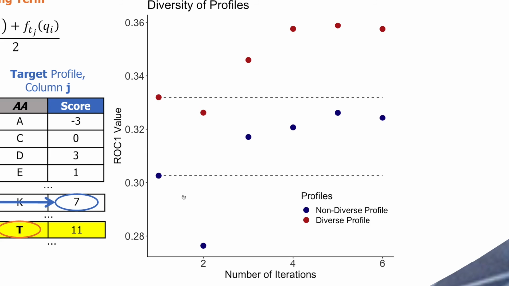Lastly, the third plot displays ROC1 values for MMseqs2 profile searches over 1 through 6 iterations using both diverse and non-diverse profiles. Starting from iteration number 3, we see a substantive boost in sensitivity, and this effect plateaus around iteration number 5 for both diverse and non-diverse profiles. Searches were most sensitive using diverse profiles, which indicates that the diversity of the profiles may be a critical element to improving the sensitivity of our profile iterative search.